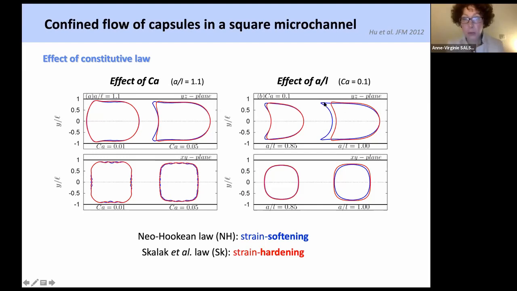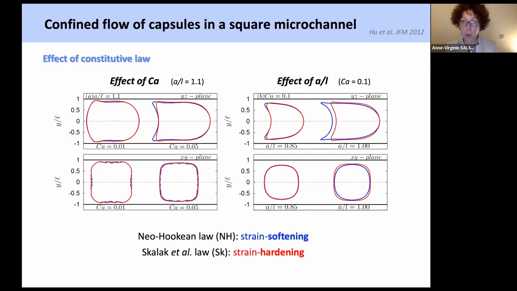It's true that at small capillary numbers, maybe the effect is not that big, but when you start to increase the capillary number, here you have a capillary number of 0.1 for a microcapsule flowing in a channel. And you see definitely not the same deformation. When the capsule is strain hardening, it elongates much less than when the capsule has this strain softening behavior. You're really at the limit. You start to have pointed ends. So we are at the limit where there is a steady state solution.